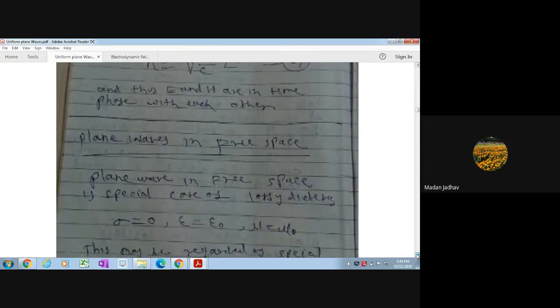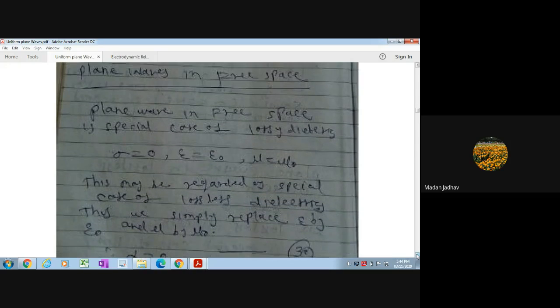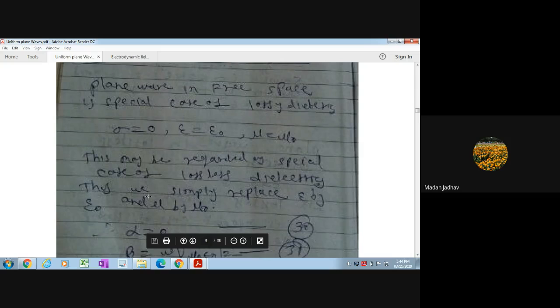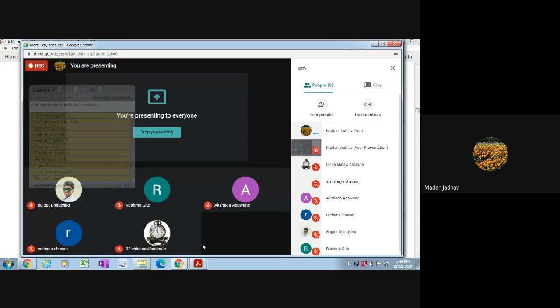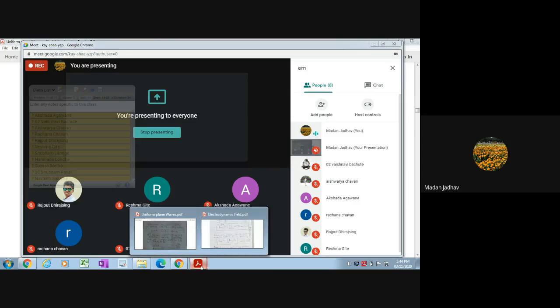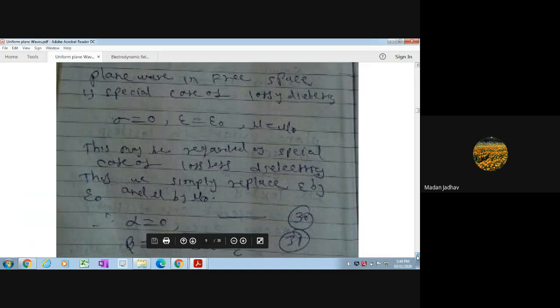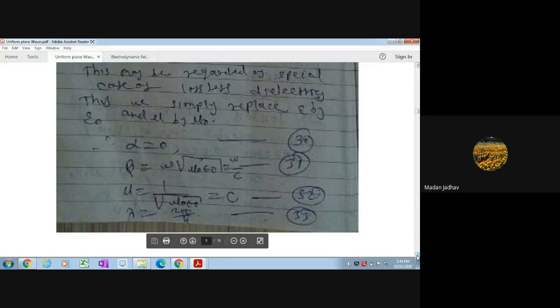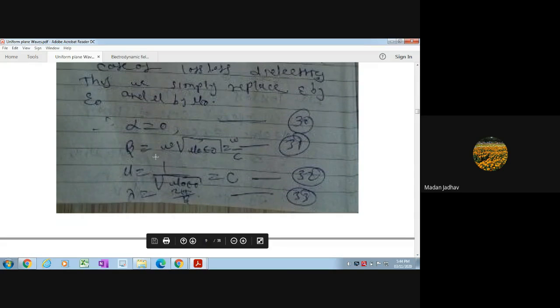Then another case, when the wave is propagating through free space. What are the characteristics of that? When the wave is propagating through free space, sigma is equal to 0, mu is equal to mu naught, epsilon is equal to epsilon naught, and therefore the attenuation constant alpha is also 0. Beta is equal to omega into under root of mu naught into epsilon naught, and therefore it becomes omega divided by c, because c is nothing but the phase velocity. Therefore you can also write that the phase constant is equal to omega divided by c.